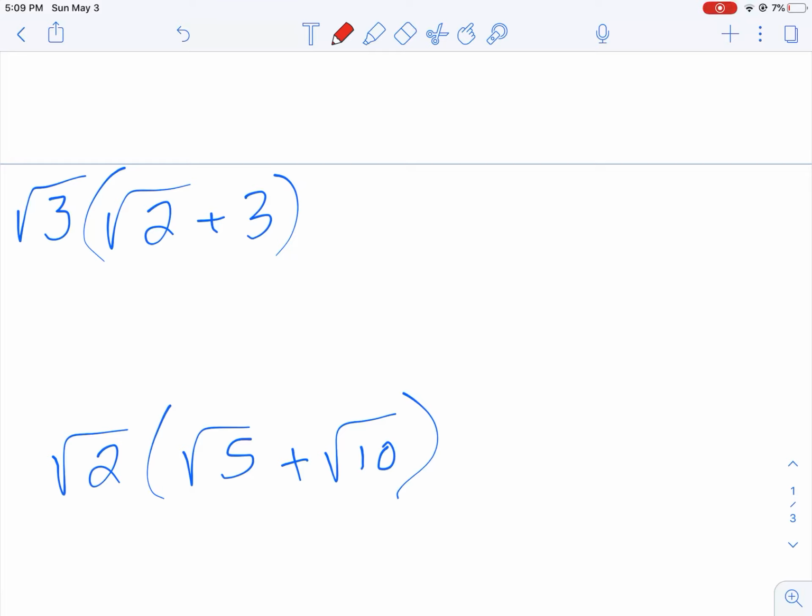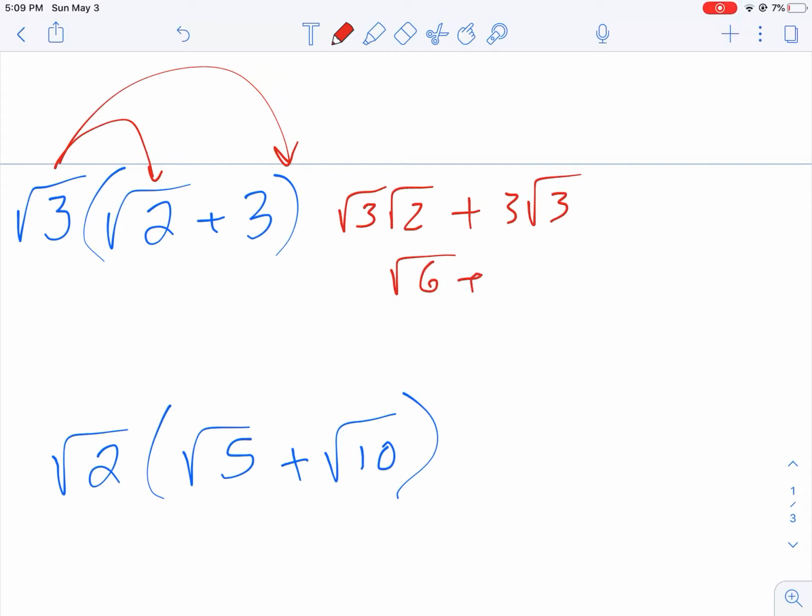So let's practice this. We're going to do a combination of adding and multiplying. So we are distributing root 3 to the root 2, and then the root 3 to the 3. So I will get root 6 plus 3 root 3. That's all.